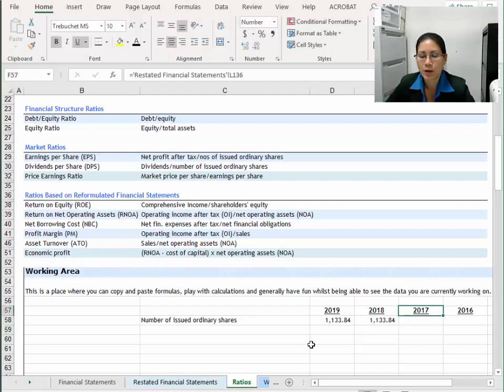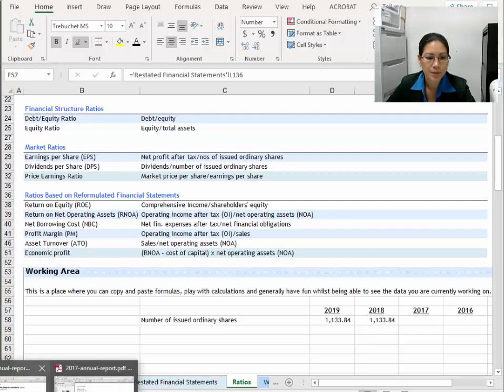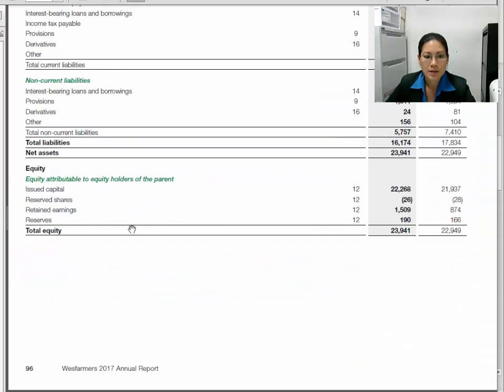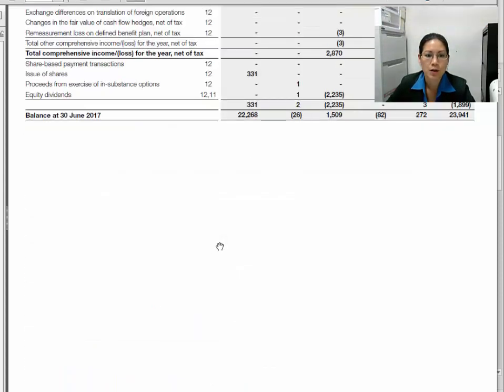Okay, now I'm going to go to my 2017 report and see. So again, issued capital is in note 12, so I just have to go down to note 12.